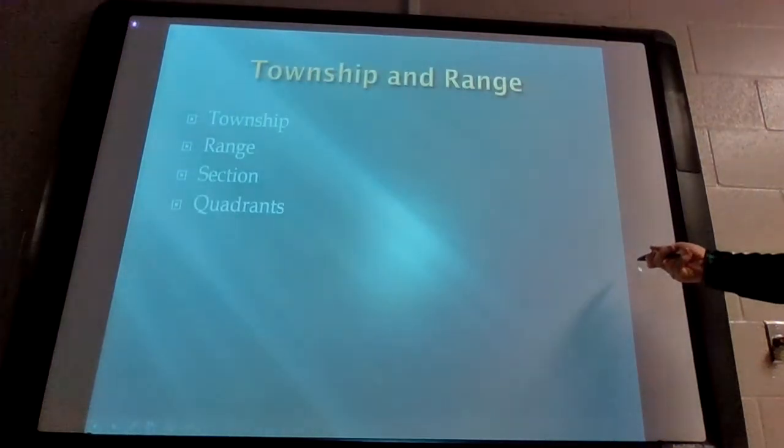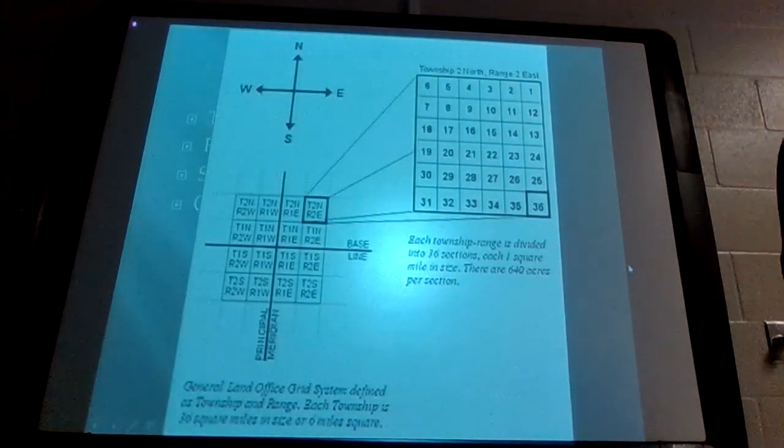Let's see, what else? All right, township and range sections. And basically, I think, is this right? Yes.